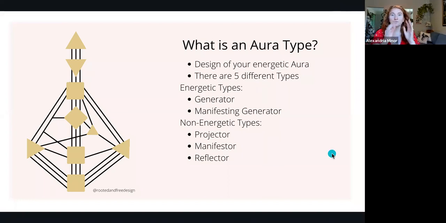Okay, so your aura type is essentially the design of your energetic aura. There are 5 different types. There are 2 types that are energetic, a generator and a manifesting generator. Again, we're going to look deeper into each of these types after this. They make up a good chunk of the population, about 65 to 70% of the population.